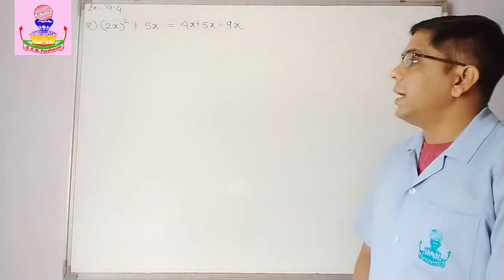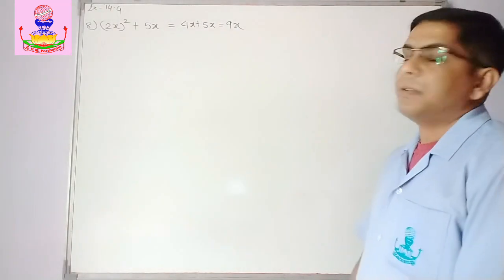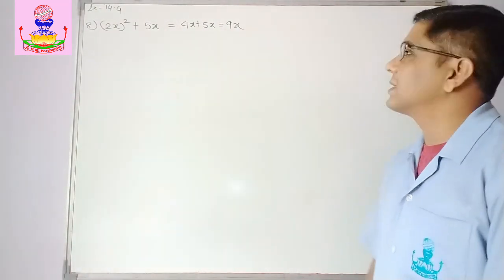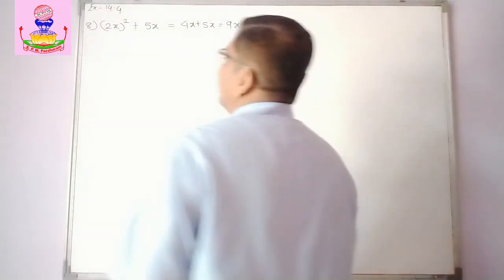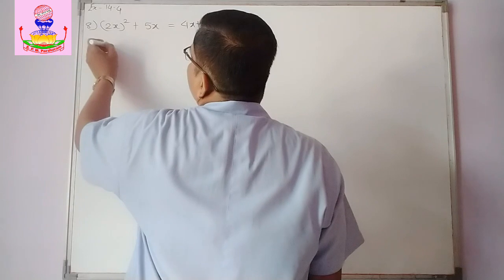Now see the 8th example, 2x whole square plus 5x is equal to 4x plus 5x, that is equal to 9x. Is it correct? Not at all. It is an incorrect statement.